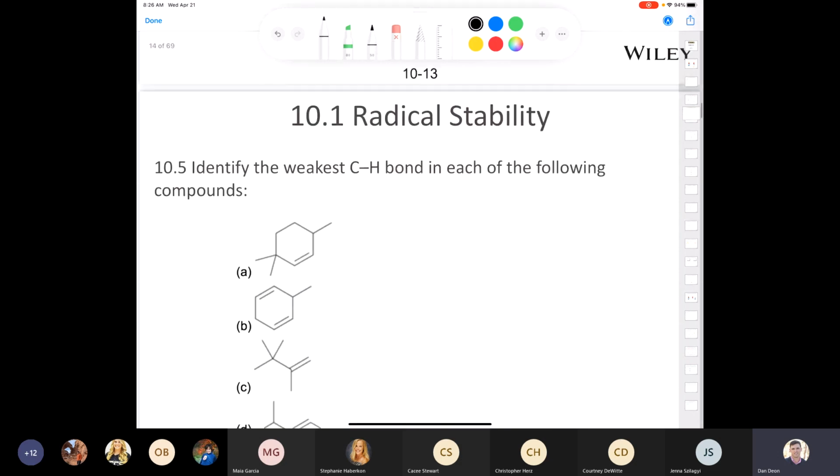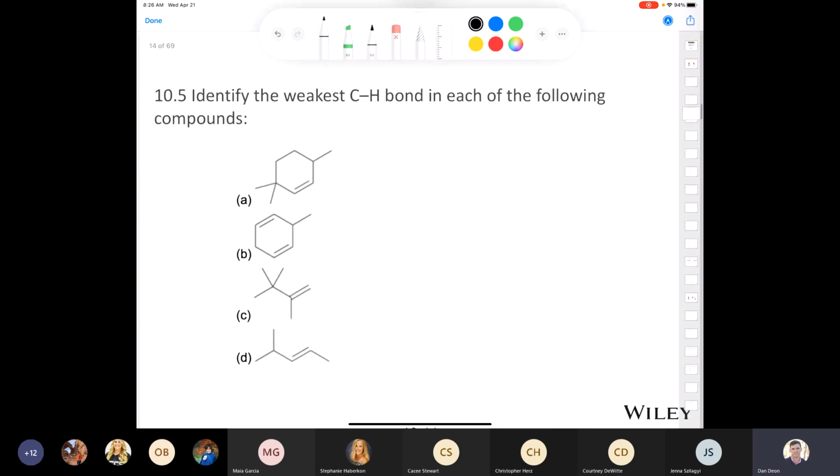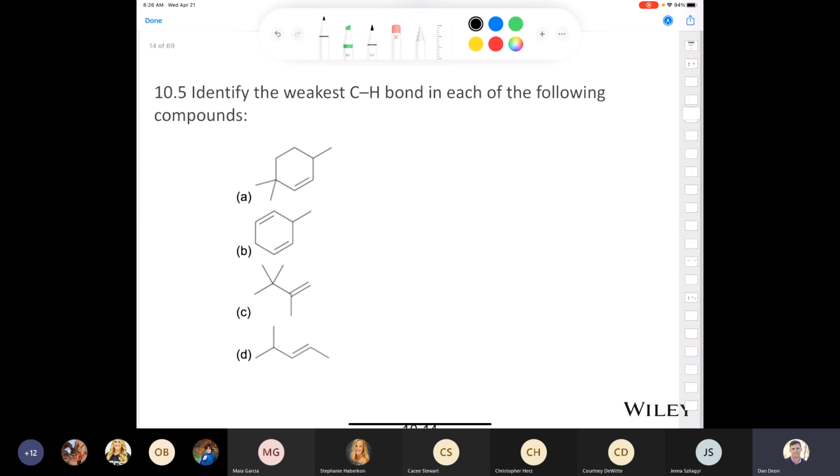Let's see if we can use some of our knowledge about radical stability and figure out what is the weakest carbon-hydrogen bond in each of the following compounds. So we've got 4 compounds here, and this might sound like a weird question at first, but think of all the time that we spent this morning just talking about bond dissociation energies of carbon-hydrogen bonds.